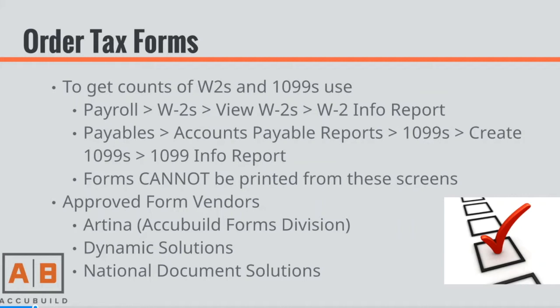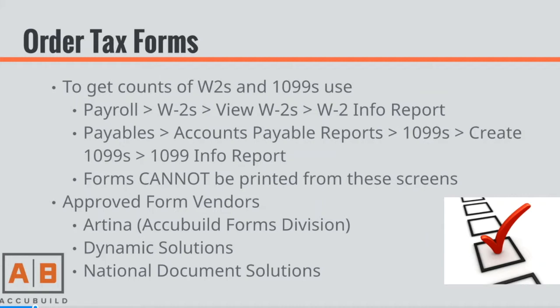The first step is to order your tax forms if you plan to print and mail rather than using Atrix e-filing service. To get the counts for the number of forms in each company, navigate to the following reports. For W-2s, in payroll, navigate to W-2s, select the current year, then click on View W-2s and print the W-2 info report. For 1099s, navigate to Payables, Accounts Payable Reports, 1099s. Select the correct year, then click on Create 1099s and print the 1099 info print. In a few minutes, we'll jump into the software and show how to perform these steps. Understand that you will not be able to print these tax forms from these screens. These are only intended for getting the total count needed for printing.